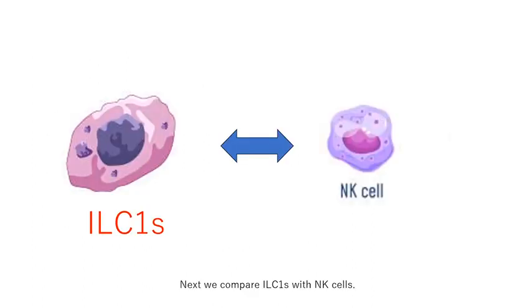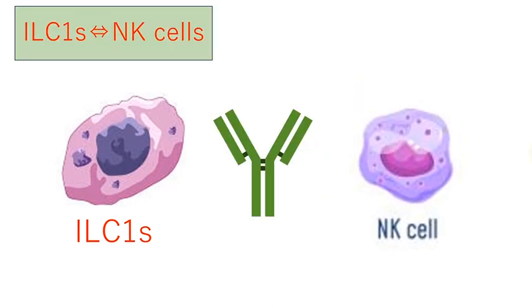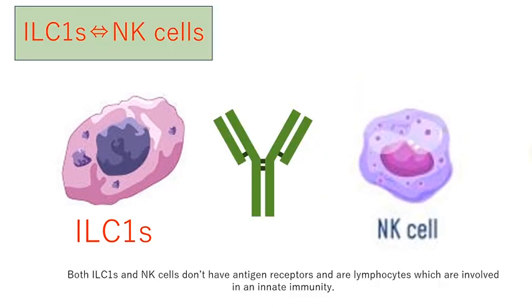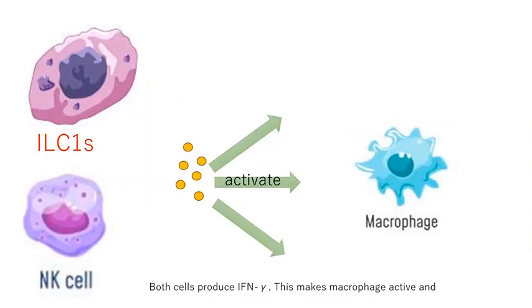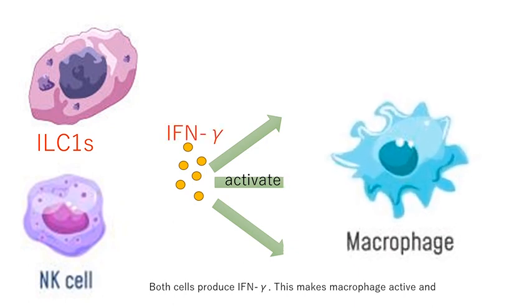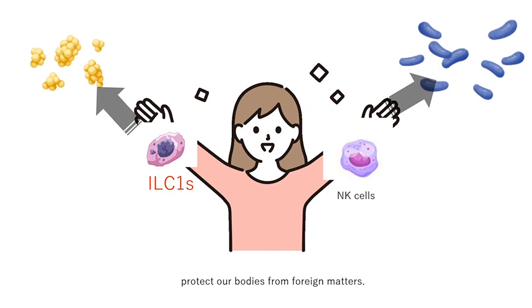Next, we compare ILC1s with natural killer cells. Both ILC1s and natural killer cells don't have antigen receptors and are lymphocytes which are involved in innate immunity. Both cells produce interferon gamma. This makes macrophages active and protect our bodies from foreign matters.